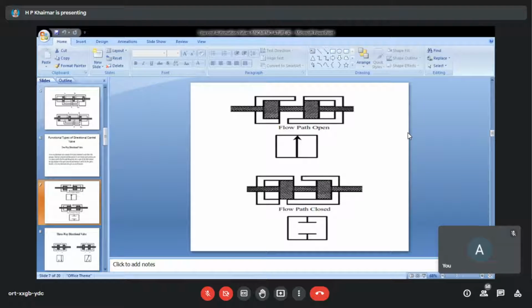The first symbol on the top indicates the normally open position. The symbol at the bottom is called the normally closed position. You can just understand that with the movement of the piston, sometimes the ports will get open, sometimes the ports will get blocked.